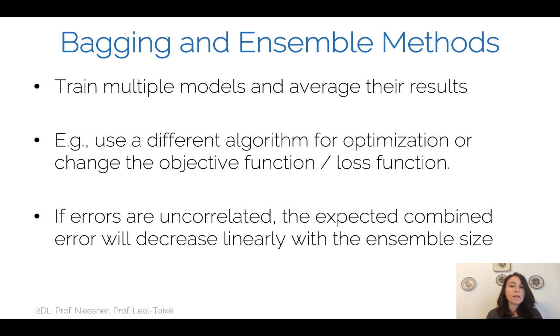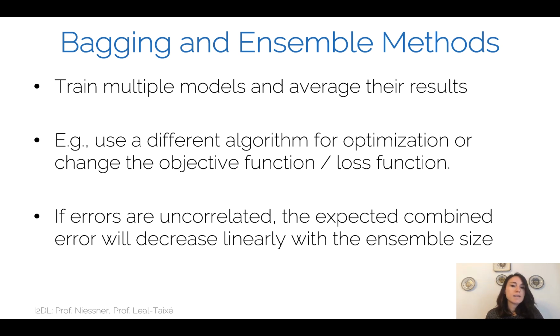By a different way, I mean that, for example, you can use a different algorithm to optimize your neural network. You can change the objective function or loss function. You can use different mini batches. You can shuffle the data differently. You can use different data augmentations, anything that would lead to different optima in the different models.